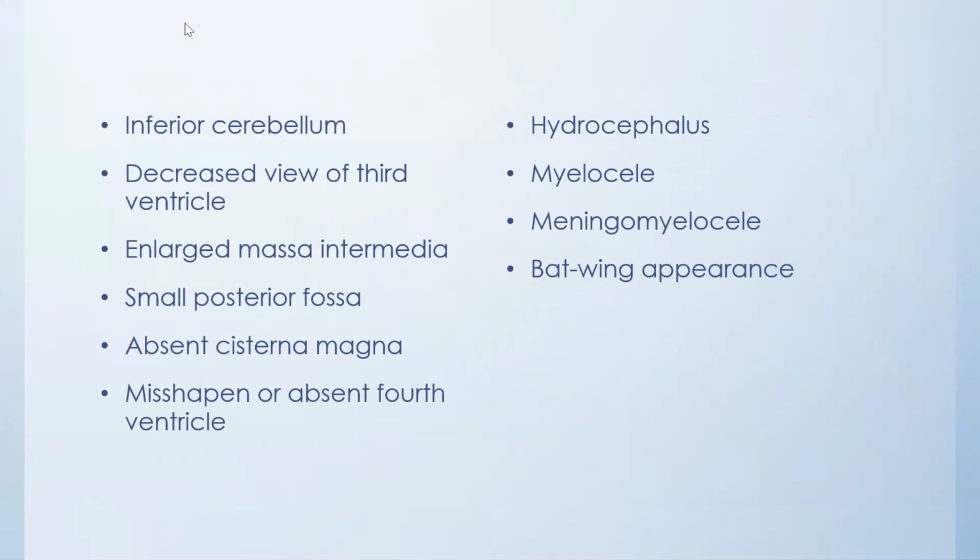The sonographic characteristics of both categories of Chiari malformations may include a more inferior cerebellum in the posterior fossa, the full view of the third ventricle being concealed by the enlarged massa intermedia, a small posterior fossa space, no cisterna magna, a misshapen or absent fourth ventricle, the presence of hydrocephalus with prominent occipital horns, and the presence of a myelocele or meningomyelocele at the cervico-occipital junction.